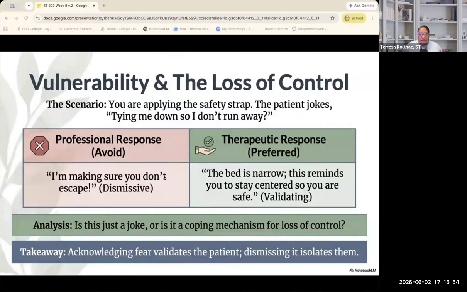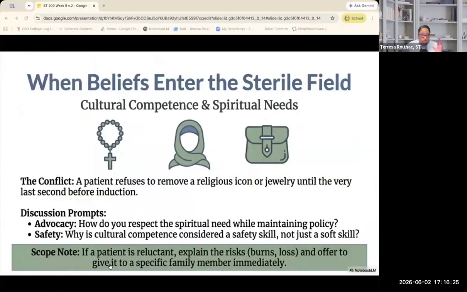Now, we have professional response to avoid and therapeutic response that is preferred. I'm making sure you don't escape. Sometimes the patients may feel like, what's going on, right? And the bed is narrow, right? So this reminds you to stay centered so you are safe. As a patient, which one would you prefer? The left or the right? That was just kind of quick to kind of think about.